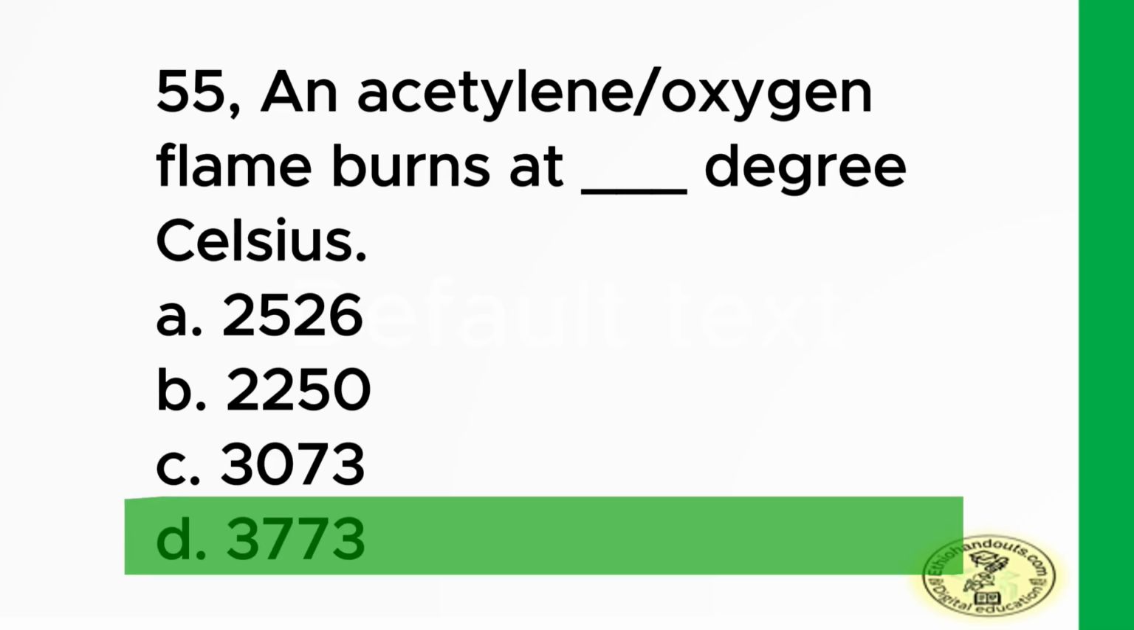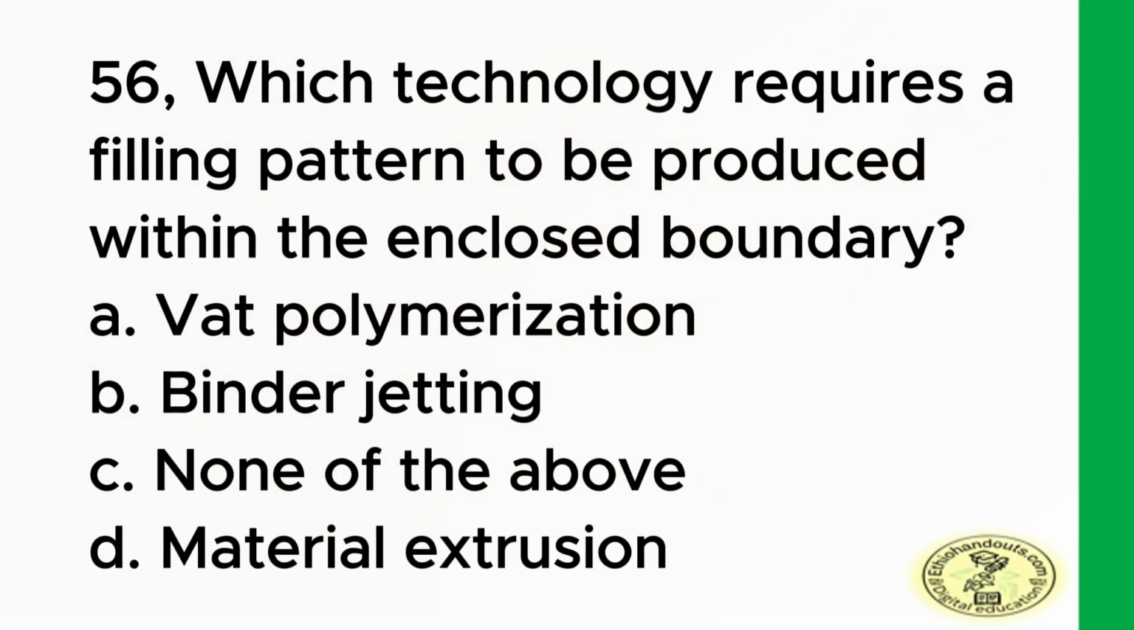The correct answer is D. 3773. 56. Which technology requires a filling pattern to be produced within the enclosed boundary? A. Vat polymerization, B. Binder jetting, C. None of the above, D. Material extrusion.